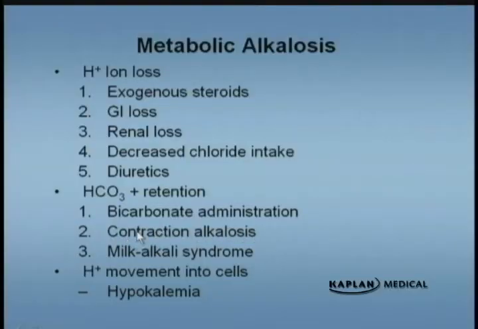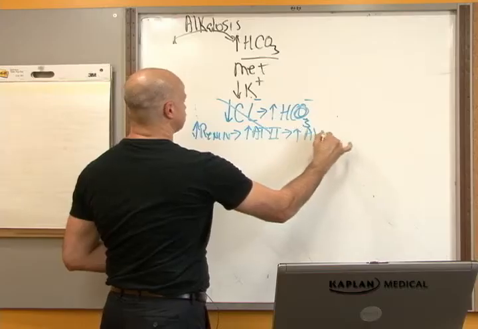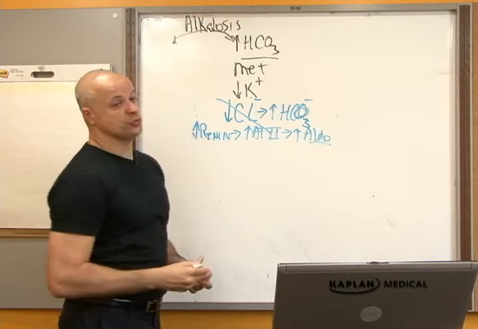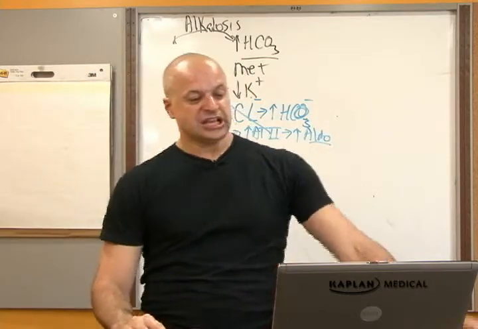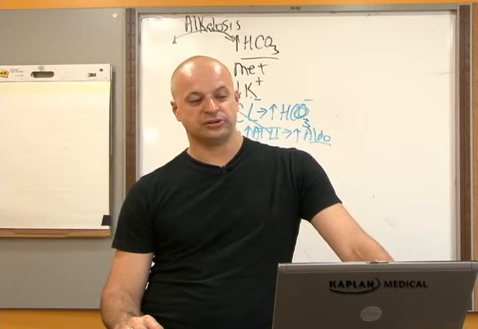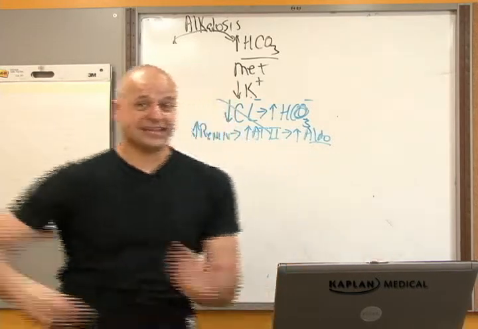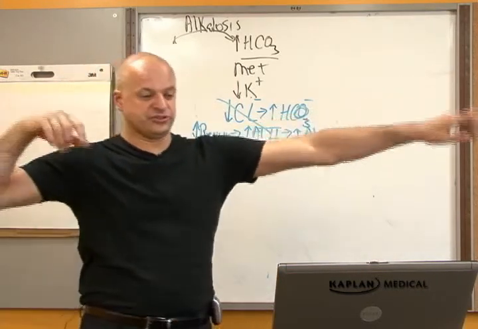Contraction alkalosis. Every time you have a bodily contraction of volume, like from a diuretic, you get an alkalosis. Well, why? Because when you have a bodily contraction of volume, you get an increased renin. And when you get an increased renin, you get an increased angiotensin 1, angiotensin 2, and angiotensin 2 increases aldosterone. So when you see contraction alkalosis, it's really saying aldosterone. Aldosterone makes you retain sodium and excrete hydrogen ions.